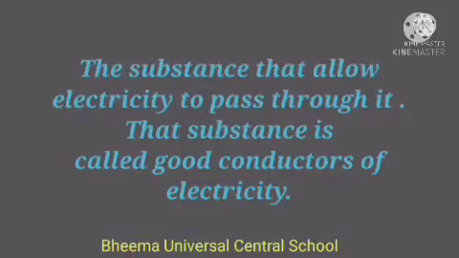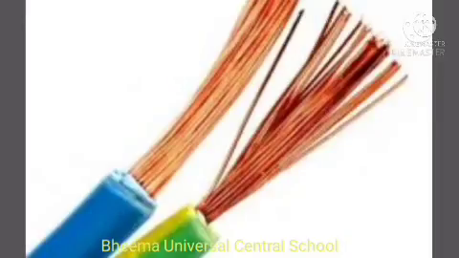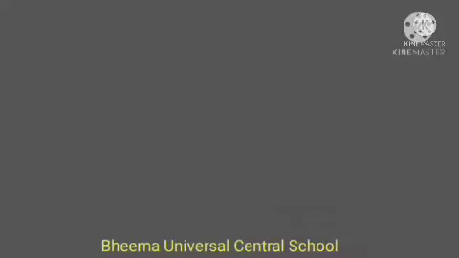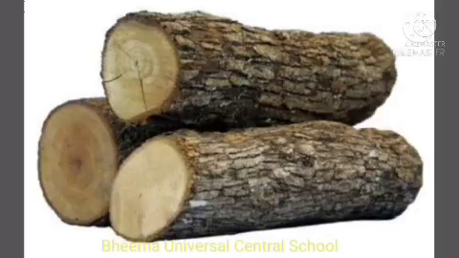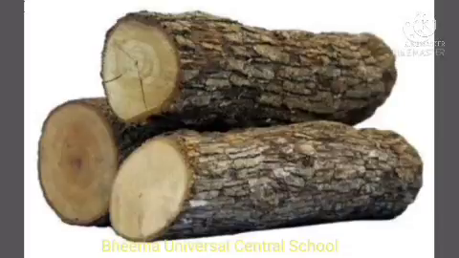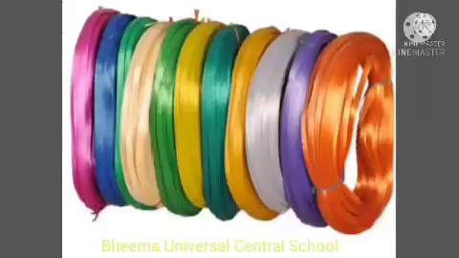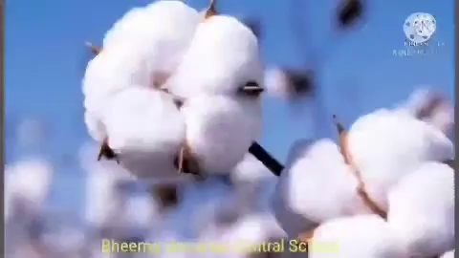The substance that allows electricity to pass through it is called a good conductor of electricity. Tell me examples. Very good. Copper, aluminium and iron. The substance which does not allow electricity to pass through it is called a bad conductor or insulator. Tell me some examples of insulators. Very good. Wood, plastic, paper, sand, mud and cotton.